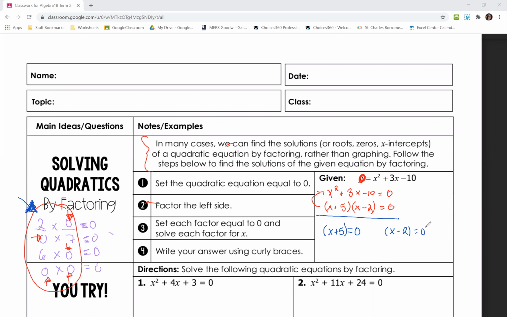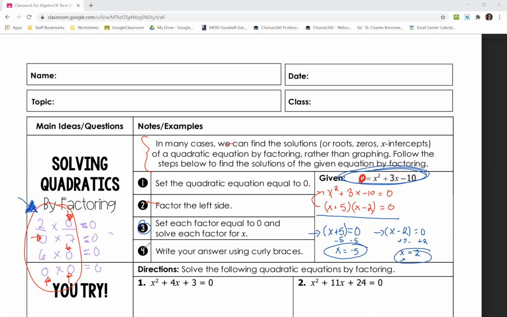And now, to solve my quadratic equation, the answers to these two very simple linear equations will satisfy the quadratic equation. So that was step 3, set each factor equal to 0 and solve for x. So what do I need to do to solve for x? I'm going to subtract 5 from both sides. x equals -5. And then add 2 to both sides. x equals 2. Okay, so these are my two answers.